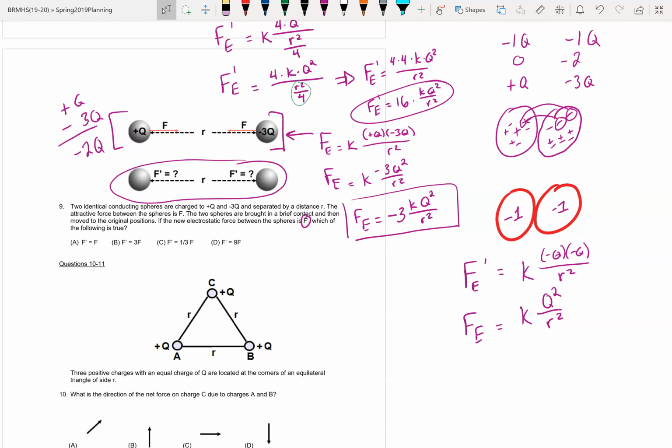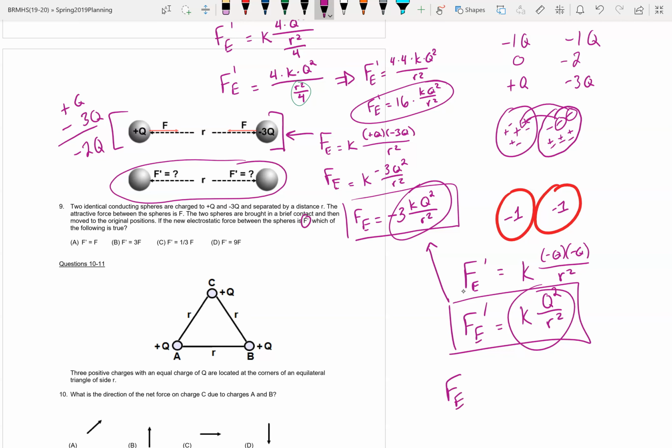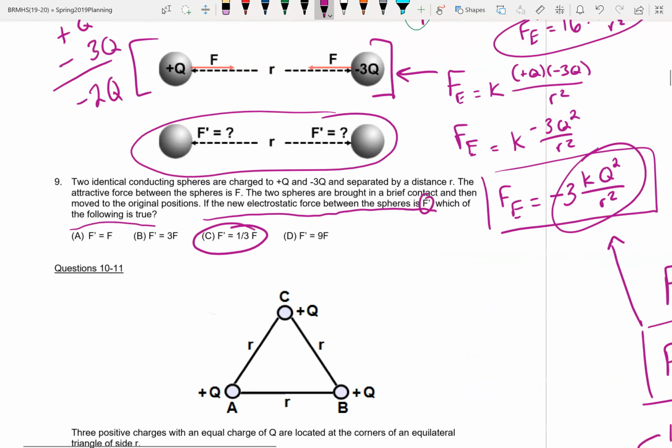So how is that similar or different from our original? That's our F prime, our original one. Well, it's going to be 1/3 the magnitude. This one's 3 times kQ squared over R squared, and this one's just a regular 1 kQ squared over R squared. So F prime is 1/3 the strength of the original force we had. So the new electrostatic force, F prime, which of the following is true? F prime is equal to 1/3 the original force, right there.